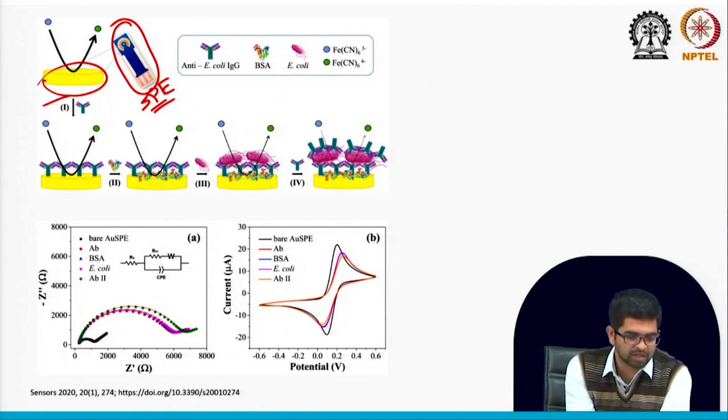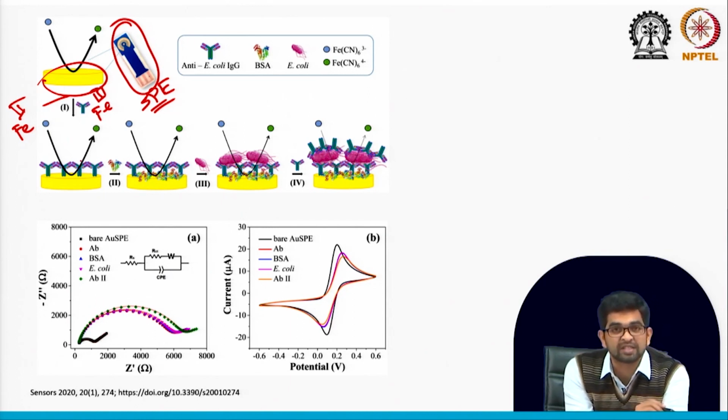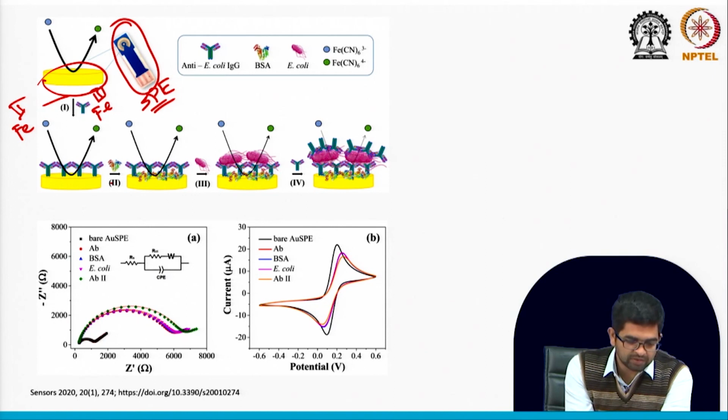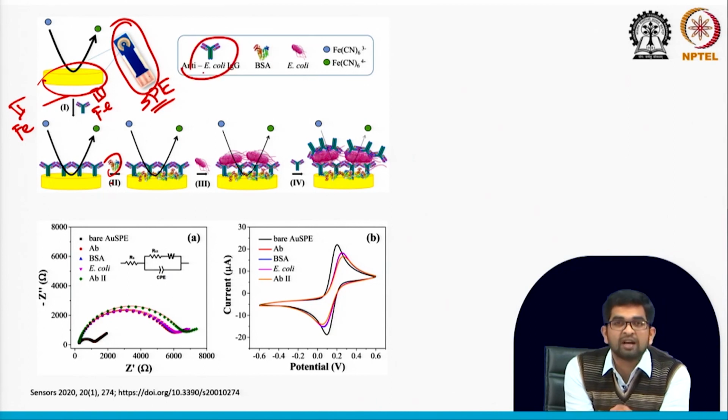Because a protein layer is forming on the surface, this conversion from Fe2 to Fe3 will decrease, right? Because it is hindering the electron transfer process. Now we are slowly immobilizing step by step. First we immobilize the antibody, then we immobilize some BSA.